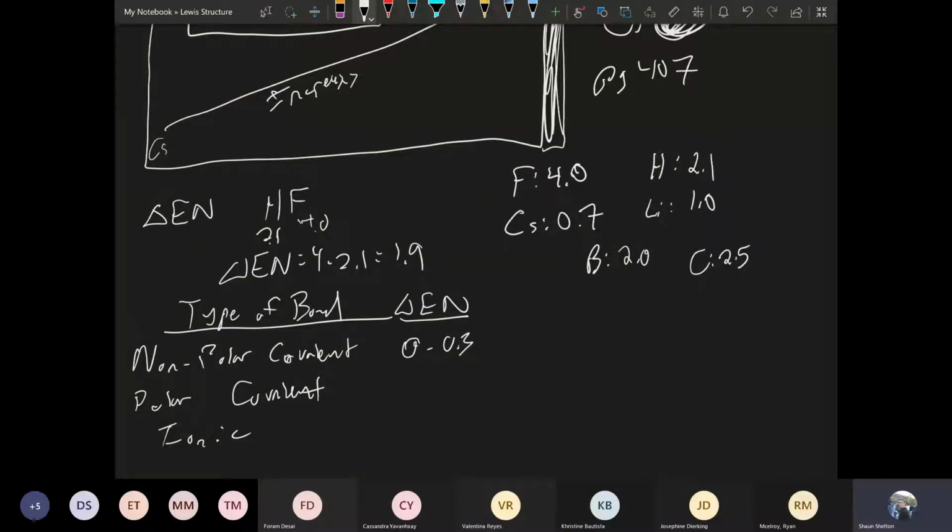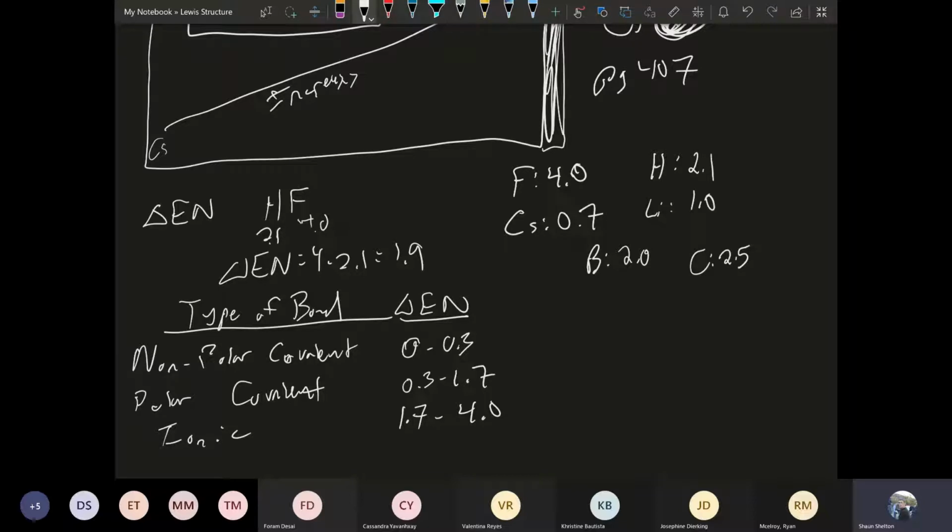It's not telling you the type of compound. It's talking about the bond specifically that holds the hydrogen and the fluorine together. All right. Now, the polar covalent ranges between 0.3 and 1.7, and an ionic is 1.7 to 4.0. So it has a pretty broad range.